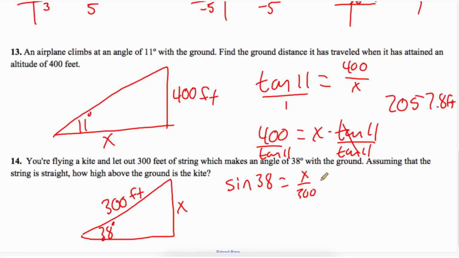Now in this one, in order to get x all by itself, all we have to do is multiply both sides by 300. So then in our calculator, we should type in 300 times the sine of 38. And again, if we go to 1 decimal place, we should end up getting 184.7 feet.